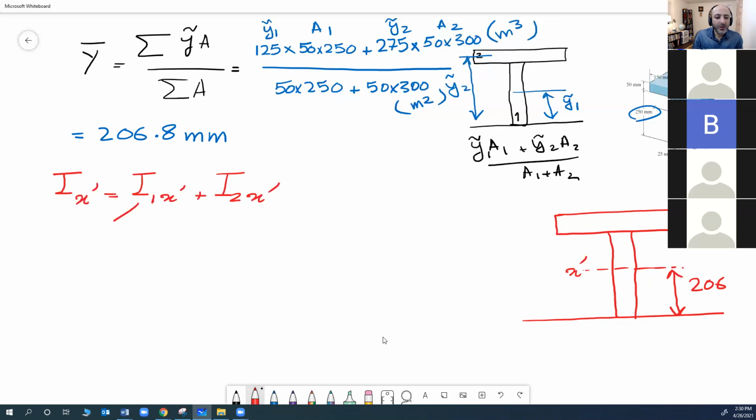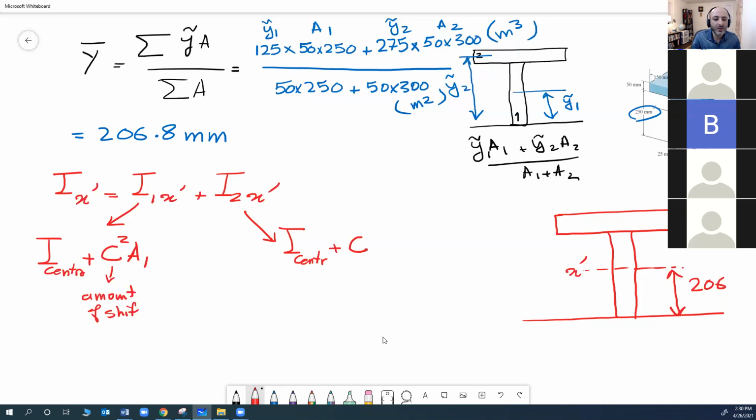So for area 1, I can say I about centroid plus the amount of shift, and multiply by area 1. For area 2, I can say the same thing: I about the centroid of that area plus, let's call it C1, C2 squared A2, the amount of shift. Okay, this is just the equation for it. Is everyone following?